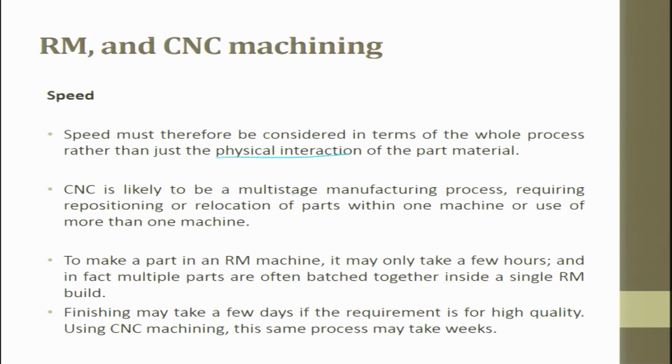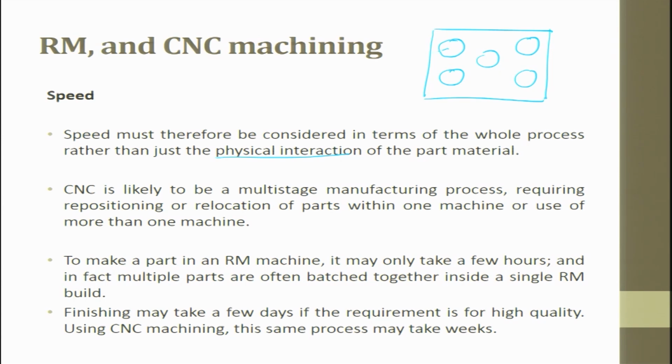CNC is likely to be a multi-stage manufacturing process requiring repositioning and reallocation of parts within one machine, or use of more than one machine. To make a part in an RM machine, it may only take a few hours, and in fact multiple parts are often batched together inside an RM build. So, what we are trying to say is, when we have a table like this, you can have one part made like this, or 2, 3, 4 and 5 parts built simultaneously.